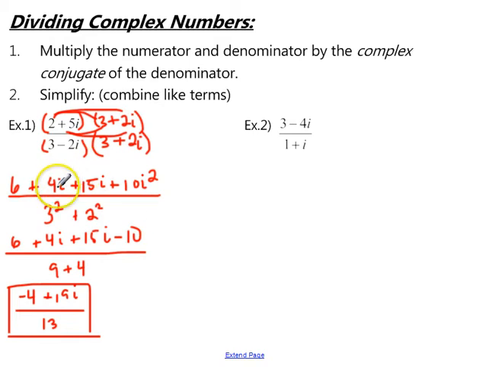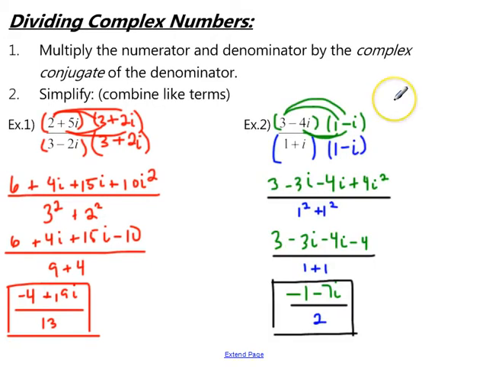So we're really just FOILing the top. You can go ahead and FOIL the bottom if you can't remember that multiplying the conjugates gives you a squared plus b squared, but you'll end up getting the exact same answer at the end. So I want you to find the conjugate of the denominator, multiply the top and bottom, and then simplify. Check back with me when you're finished and we'll see how you did.